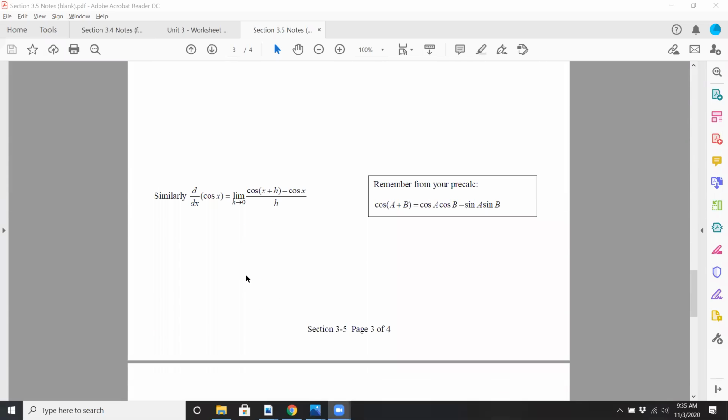Then for this one, we'll do something very similar, and that's the identity for the cosine of a plus b. So we're going to use that to our advantage. Again, don't worry about verifying identities. We don't do that in this class. You don't have to memorize identities either. The AP doesn't require you to do that. But you get cosine x times cos h minus sine x times sine h minus cos x, all over h.